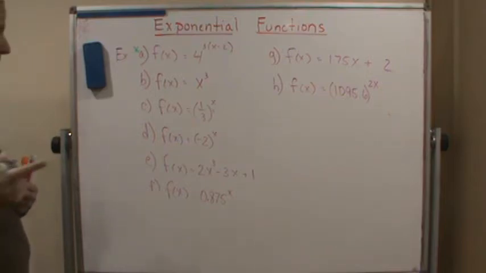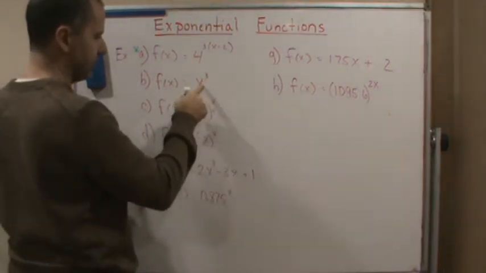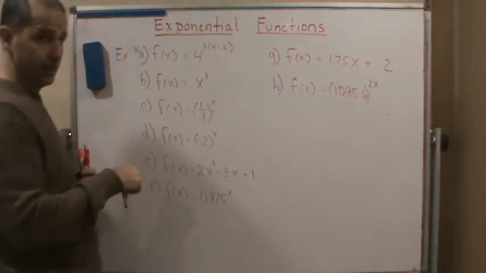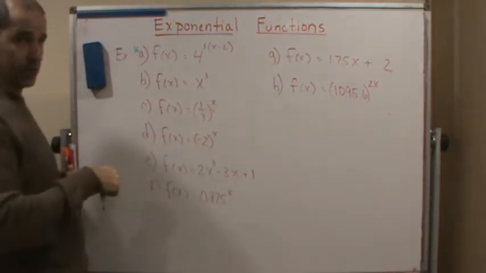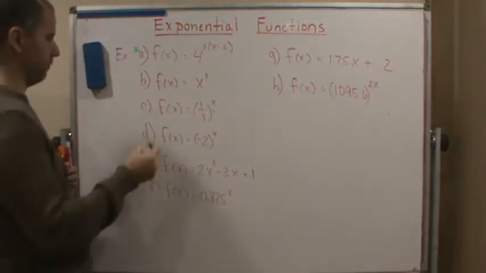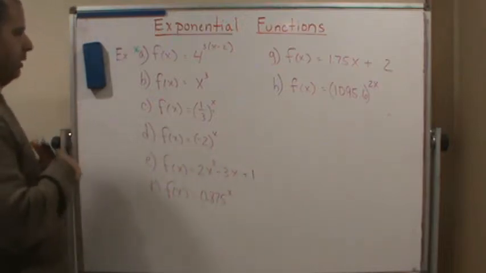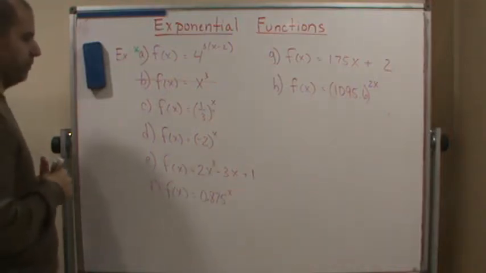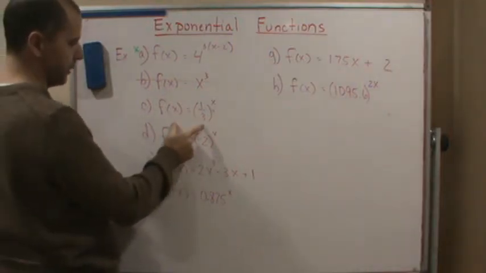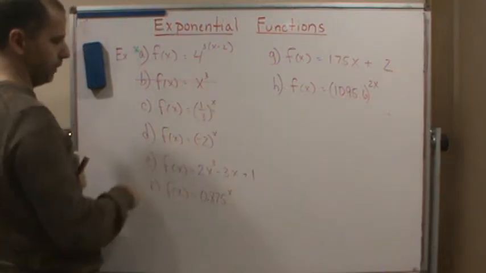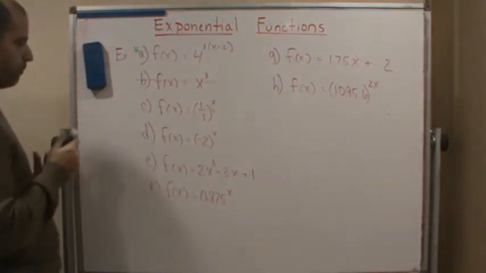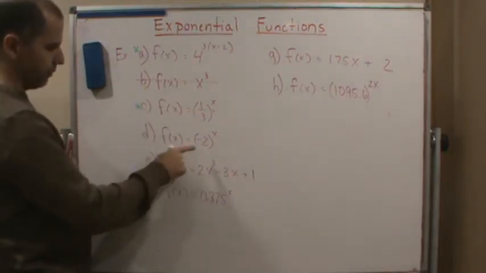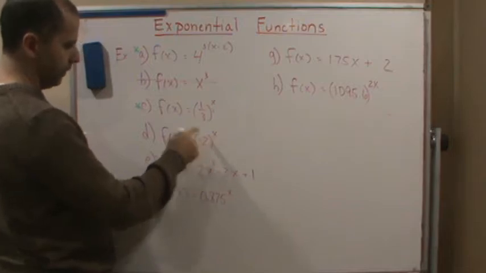B is not an exponential function because it violates the definition of an exponential function. So it does not have a constant base, does not have an exponential, or excuse me, a variable exponent. So, no. Okay, what about C? C, yes. C is an exponential function. It's got a constant base, variable exponent. What about D? Yes. D is yes. Because again, we've got a constant base, variable exponent.